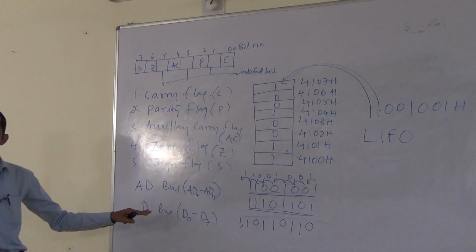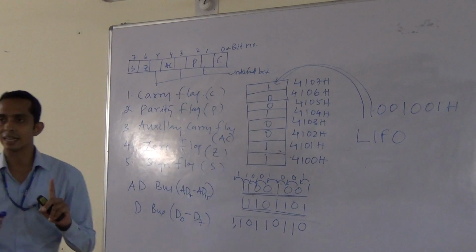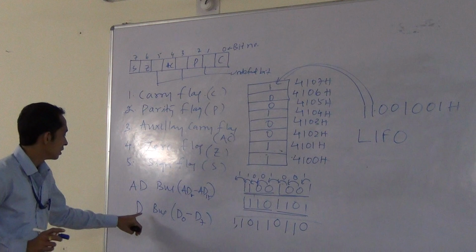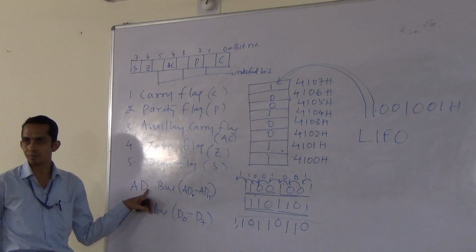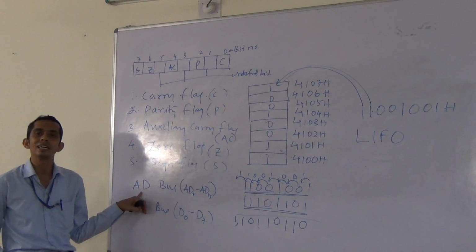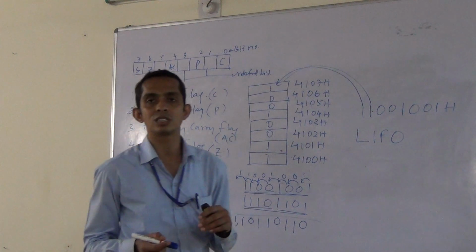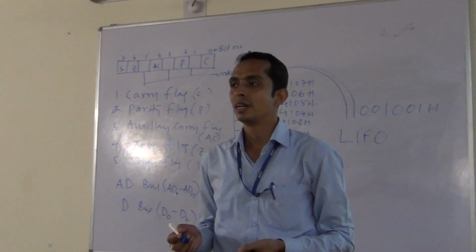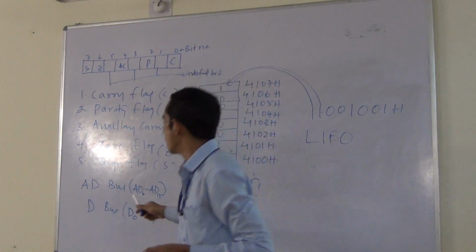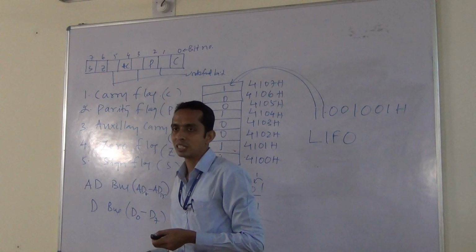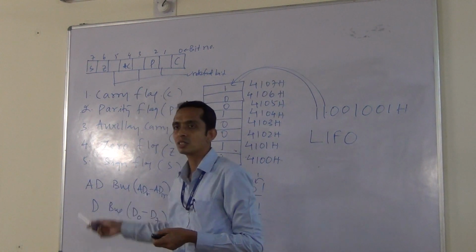So the lower 8 bits of the address content can be carried through this AD bus, and the upper 8 bits of address content can be carried by the A bus. Whenever a 16-bit address is required to be sent from the microprocessor to the memory, and whenever in the return journey data is to be carried, at that time this AD bus can be utilized for this purpose, carrying the lower 8-bit data.